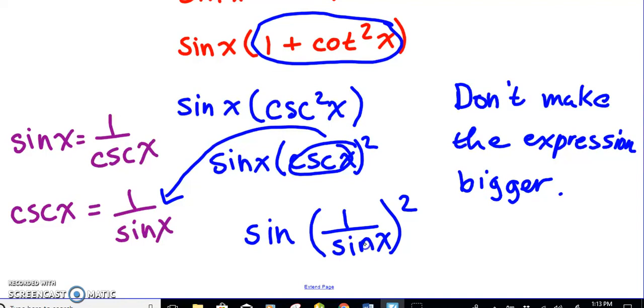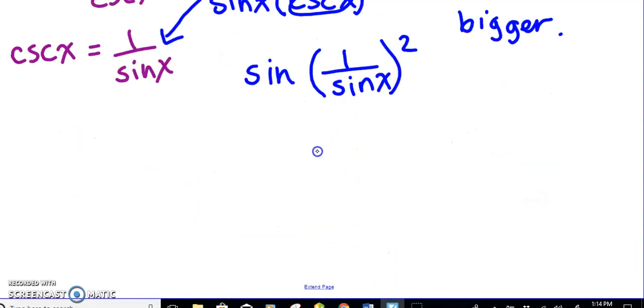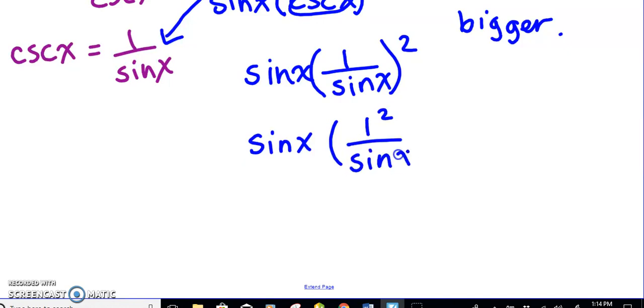Now, with that being said, 1 over sine squared means that we have 1 squared and we have sine squared. So you can't just say sine x and sine x cancel out when you have a square here. We have to simplify it correctly. So this will be 1 squared, which is 1, and this is sine squared. So in other words, we have 2 sines here.